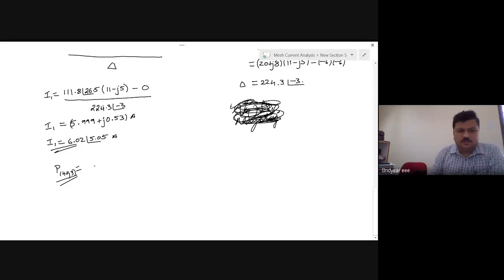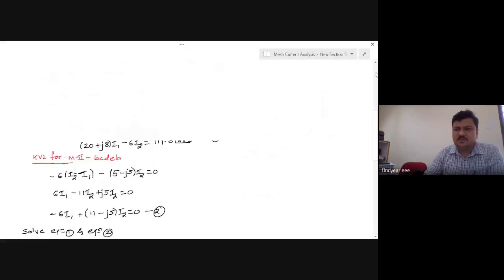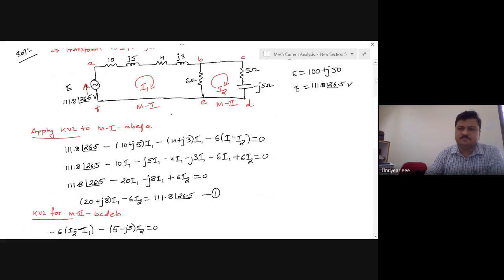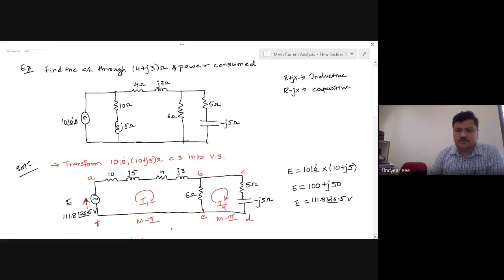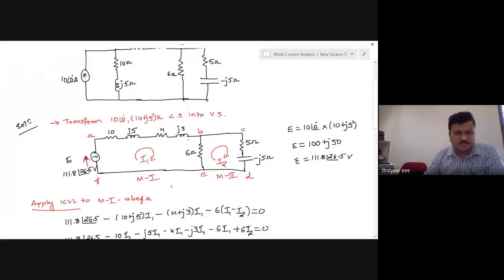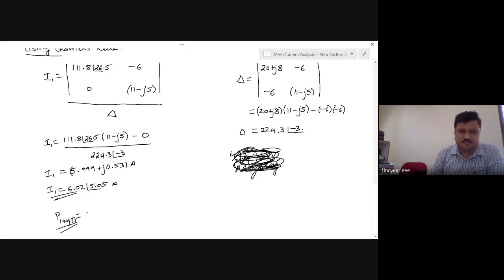So for 4 plus j3 ohms, the power loss in an impedance is nothing but the power loss in the resistance. Inductance will never consume any power. So the j3 term will not come into the picture. So it is I square into R. Or you can also find power by using V into I into cos phi.